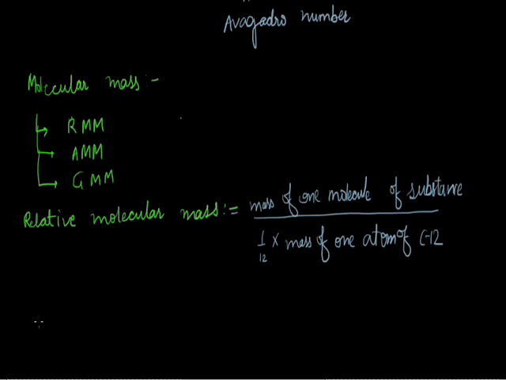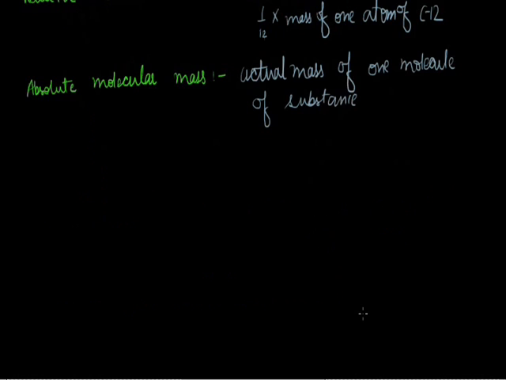The second mass is absolute molecular mass. Absolute molecular mass is the actual mass of one molecule of a substance. It is equivalent to absolute atomic mass.